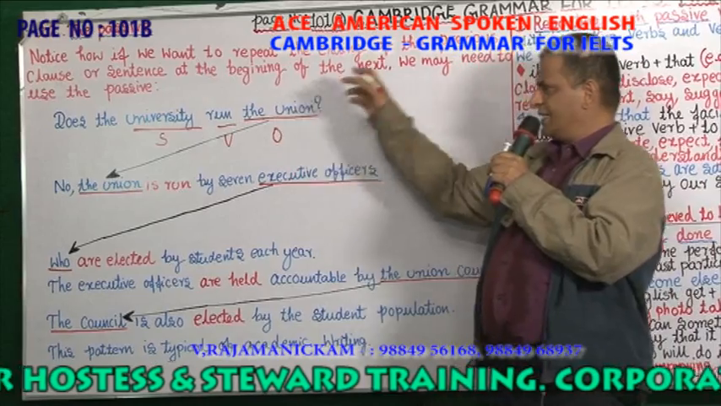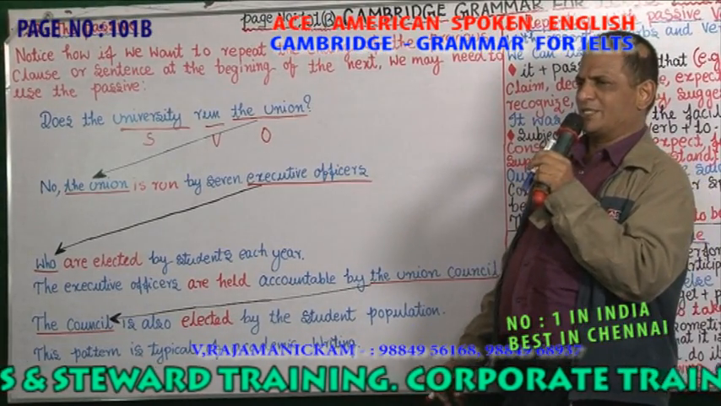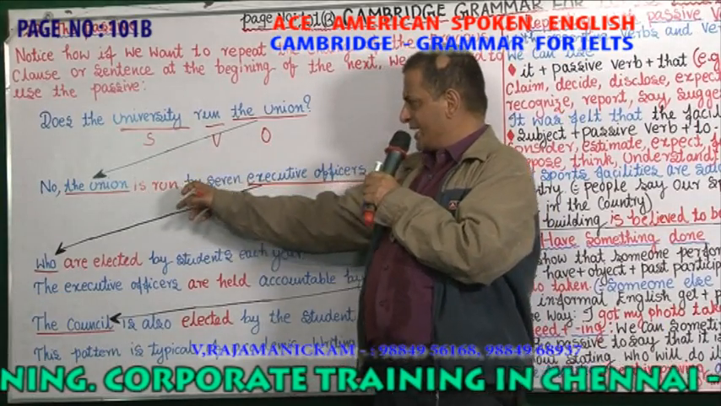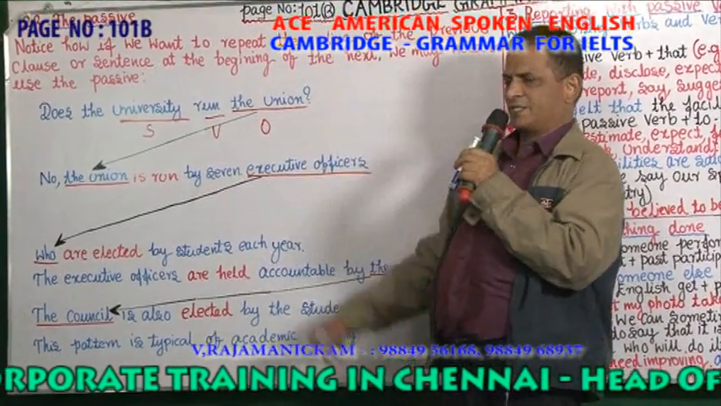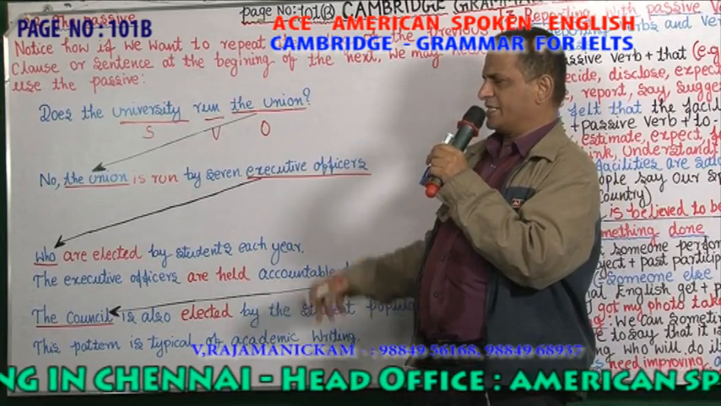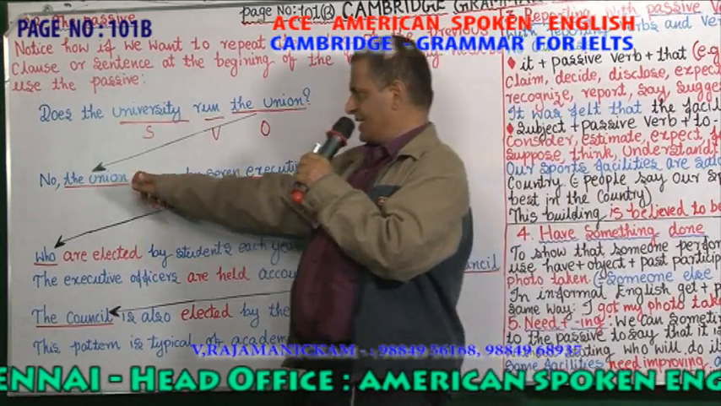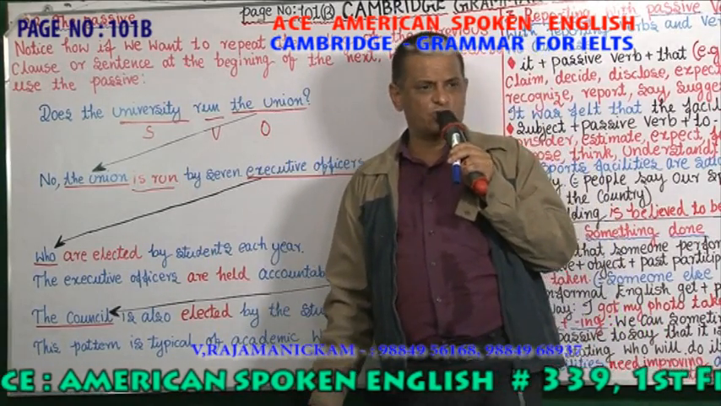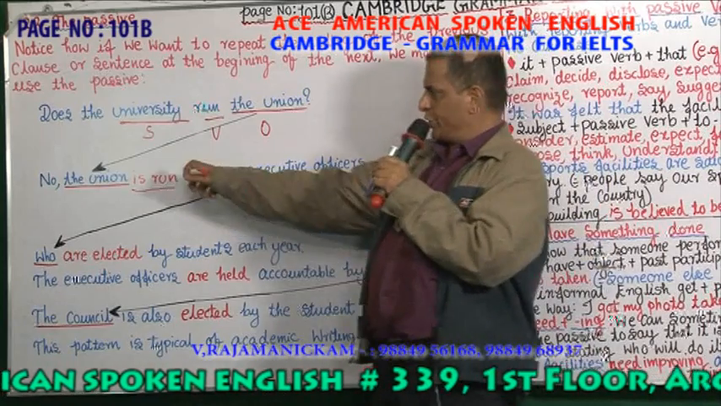Does the university run the union? And in the next sentence you see there, you are using passive. No, the union is run by 7 executive officers. Is it passive or active? Yes, run. Run, ran, run. Run is the present tense, ran is the past tense, run is the past participle.